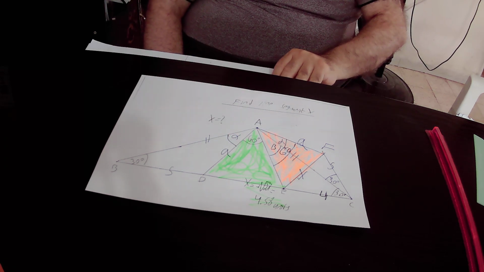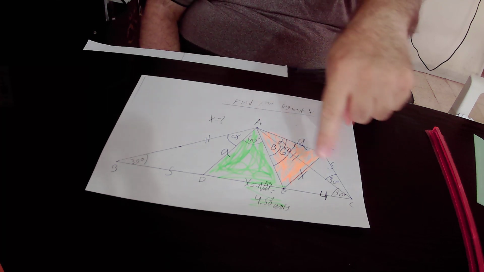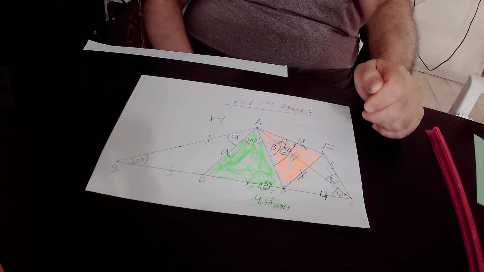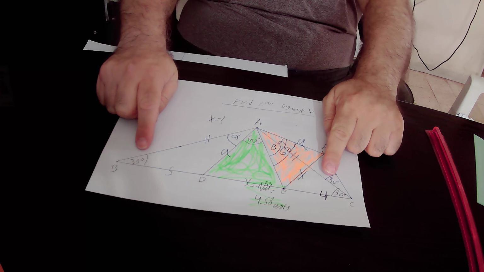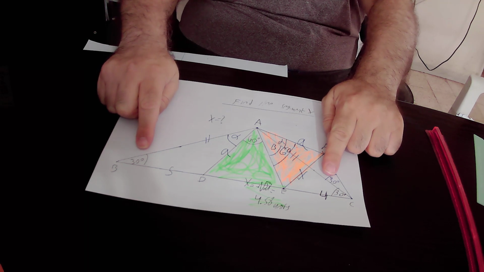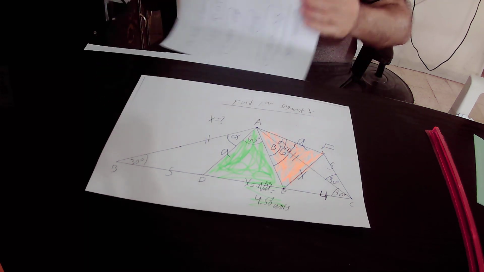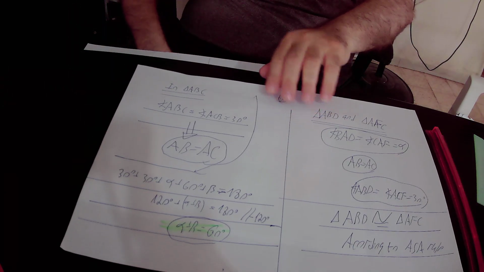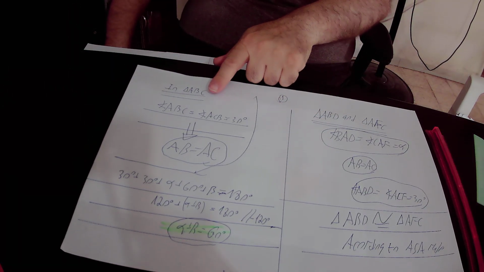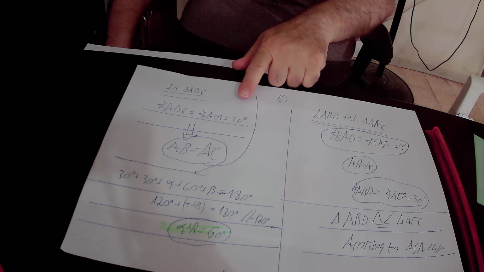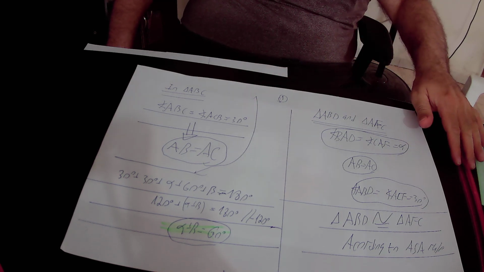Okay, so we'll focus on triangle ABC. In triangle ABC we have those two angles that are equal to each other, they are both equal to 30 degrees. So here in triangle ABC, angle ABC equals angle ACB, and they are both equal to 30 degrees, therefore they are equal to each other.